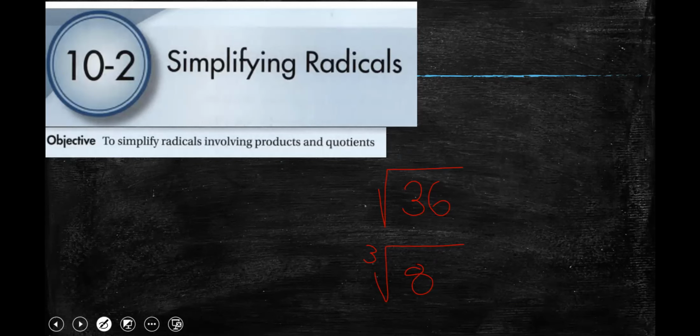All of us know that the square root of 36 is 6. But what about the square root of 18? 18 is not a perfect square. 36 is a perfect square, but 18 is not. If I'm asking you to simplify it, what do we have to do? Shall we keep it as the square root of 18? No. Today, we will learn how we can simplify the radicals.